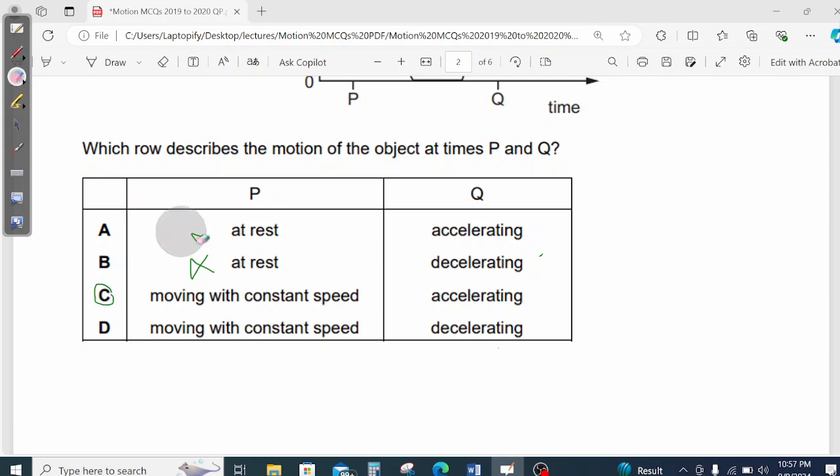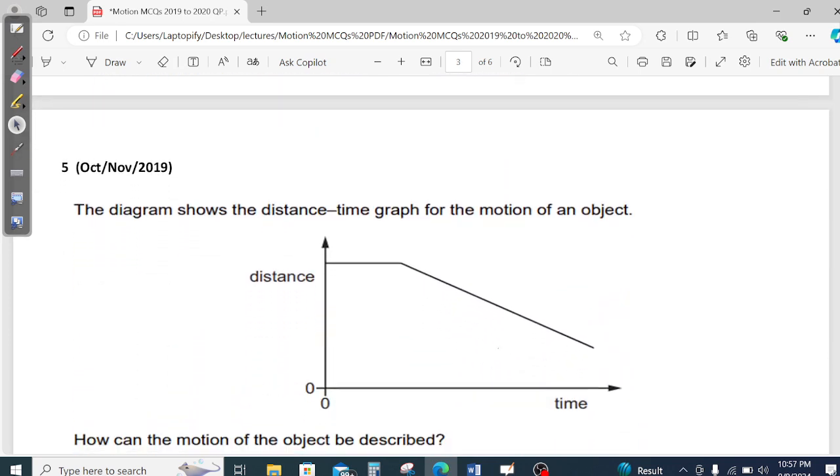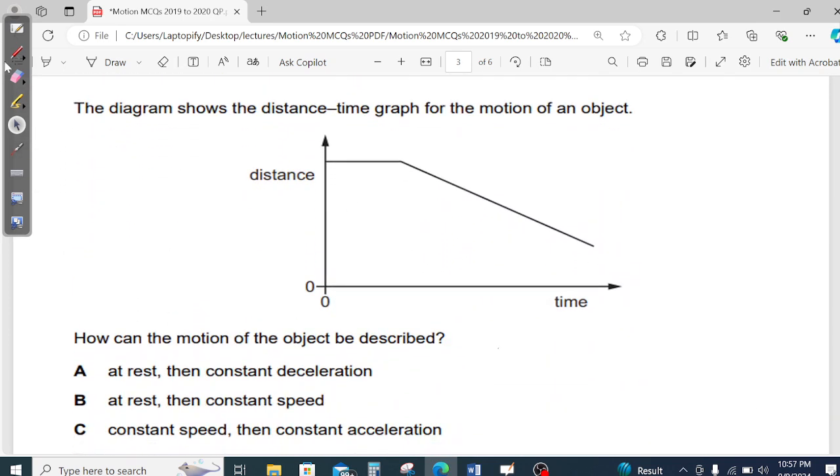Is it clear? If you have not understood the first two lectures of motion, you can check out the playlist of motion, where you will get two lectures in which I have described all the key points to solve the past papers. Try to understand those questions, then you have to focus on the past papers.